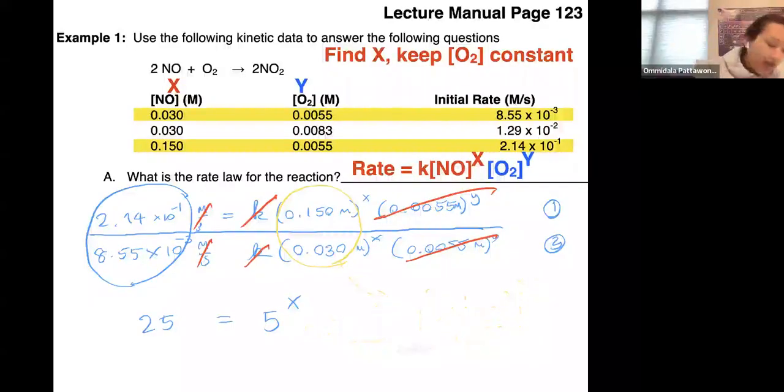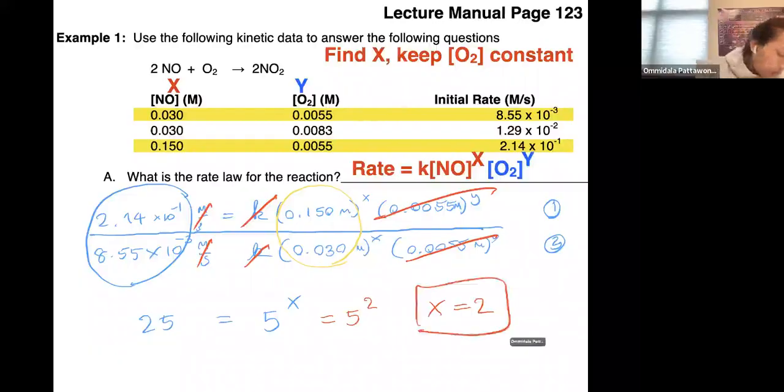Now the next thing is to find X. We know that 5 squared is equal to 25. Therefore, X equals 2. Again, if you don't know how to do this, you just need to use log on both sides.